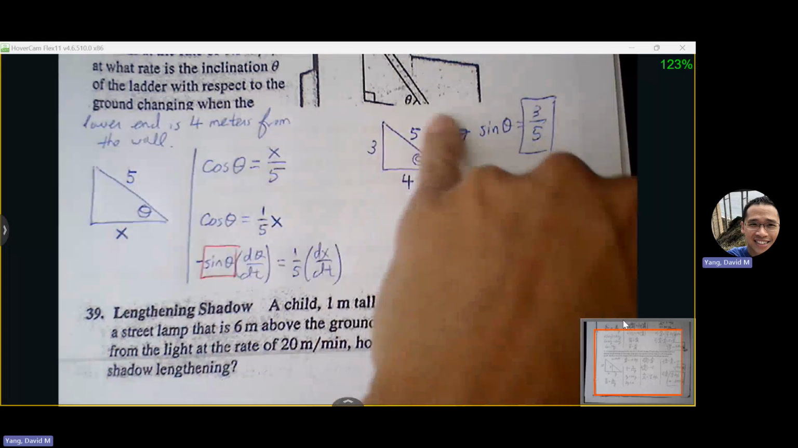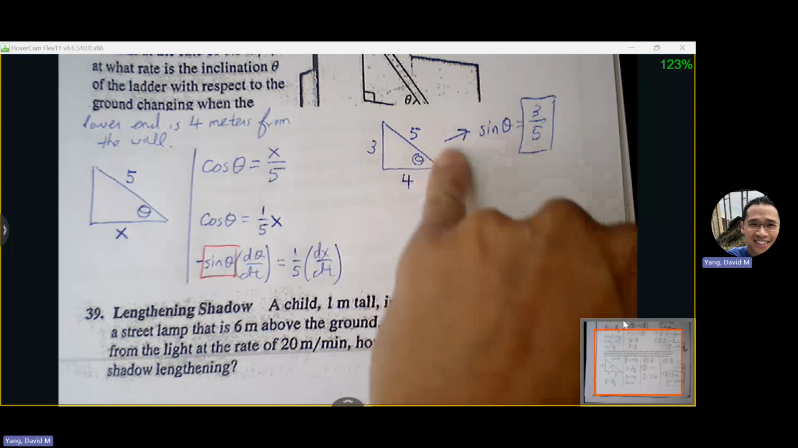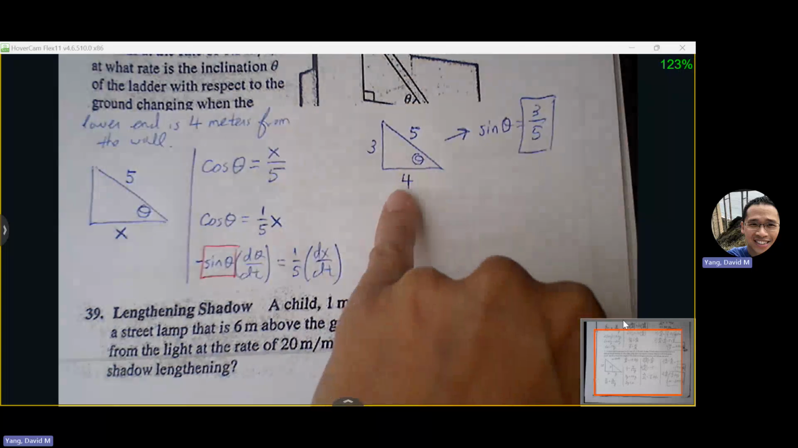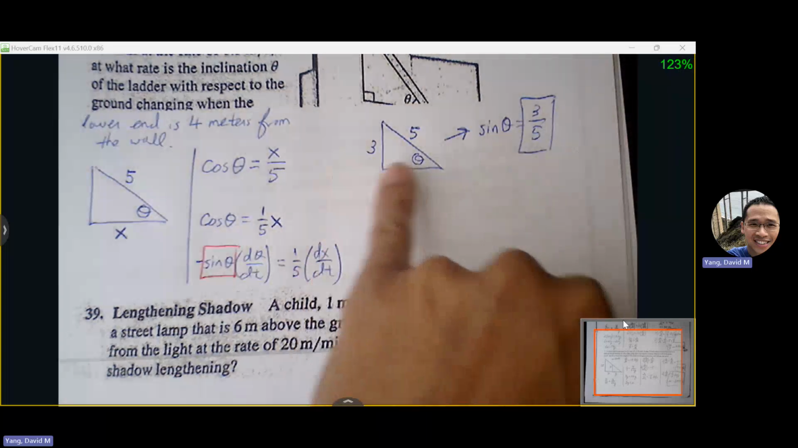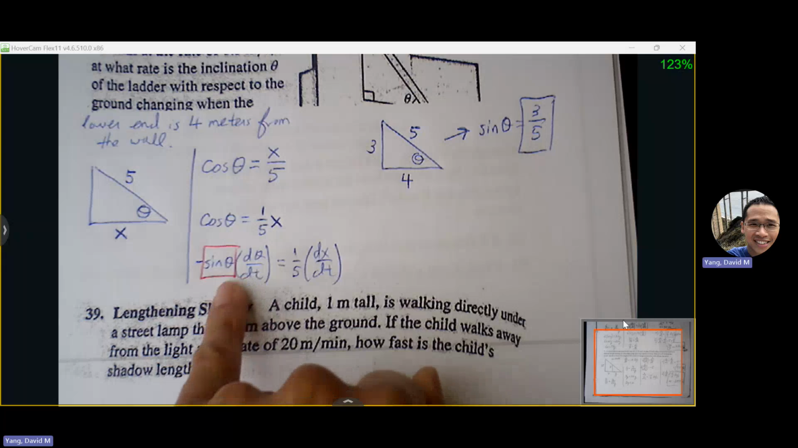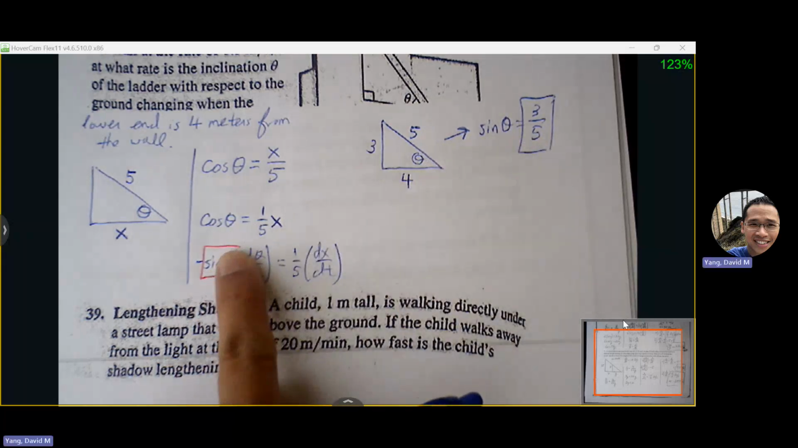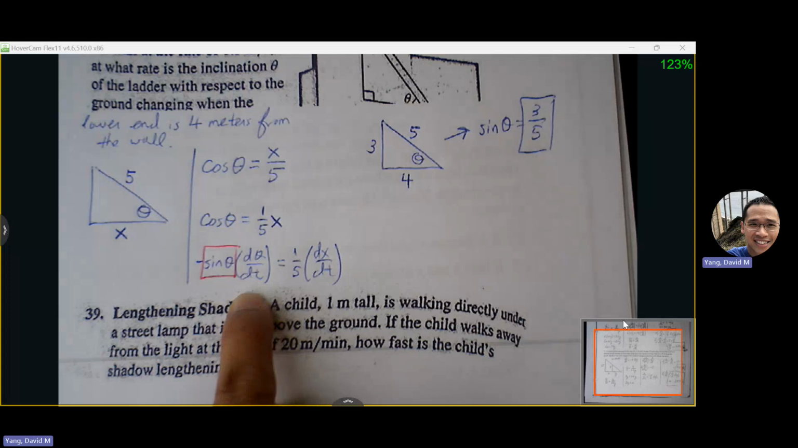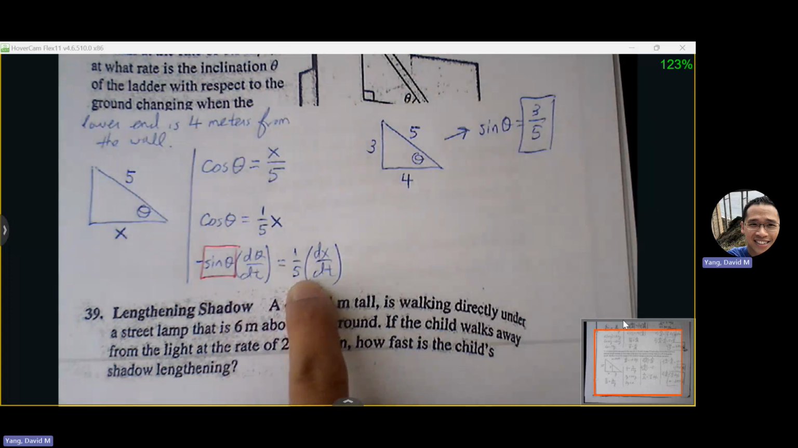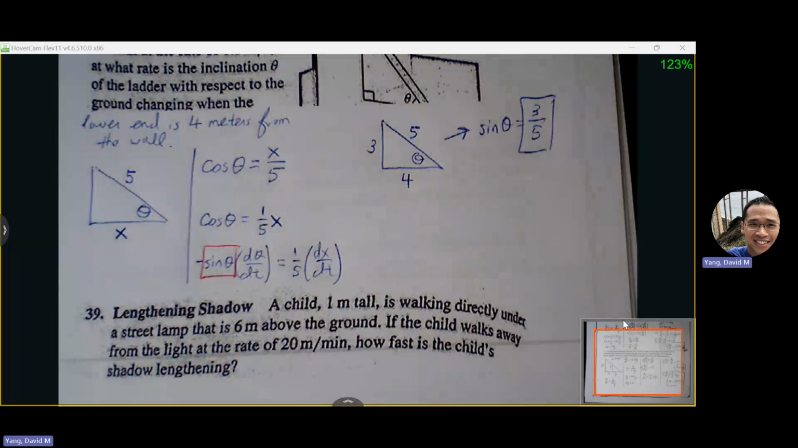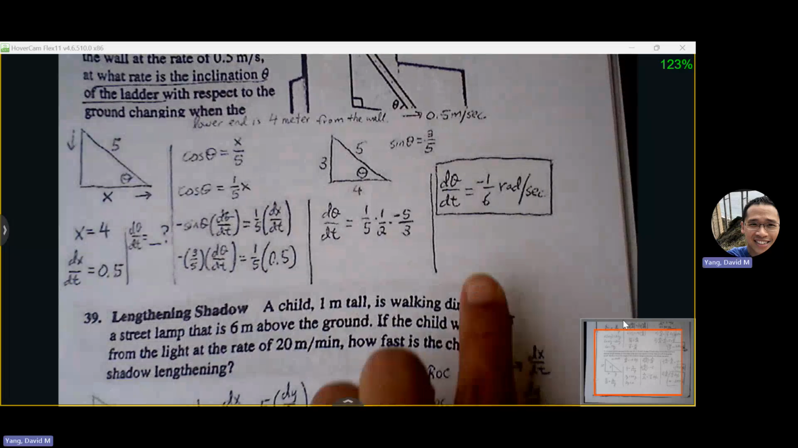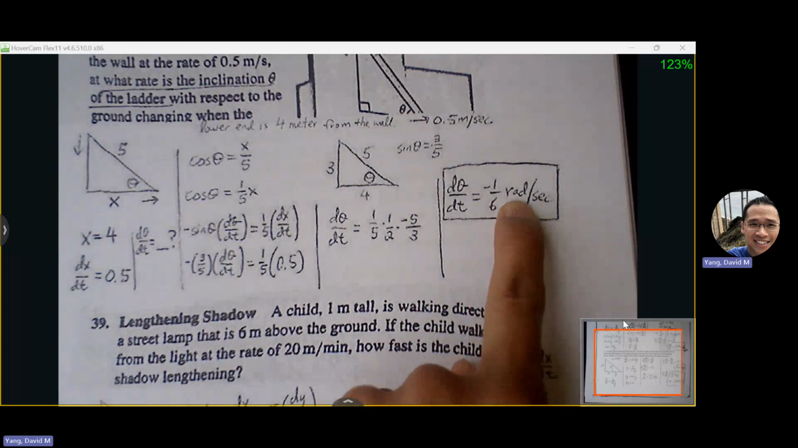So I'm going to step to the side, fill out all the sides of a right triangle. If I don't have all 3 sides, I'll use Pythagorean theorem to find the third missing side, and then find the ratio that's associated for my derivative. So 3/5 goes in here. d theta/dt is the unknown, and dx/dt is 0.5. And then your units of measure is always radians per time unit.